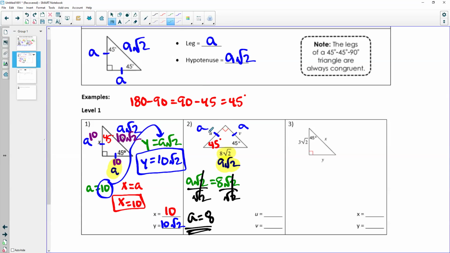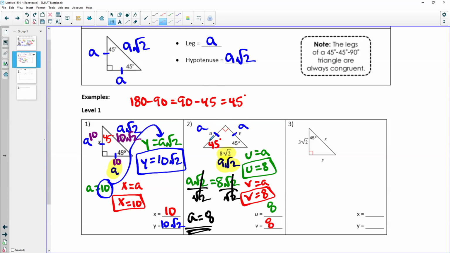Here we see that U is equal to A. So if U is equal to A, we just found out that A is 8. So we can say U is equal to 8. Similarly over here, V is also equal to A. So V is equal to 8 because we found A earlier to be 8.